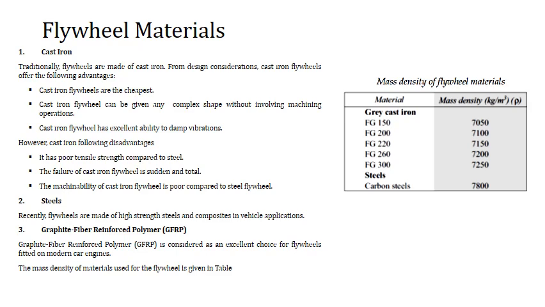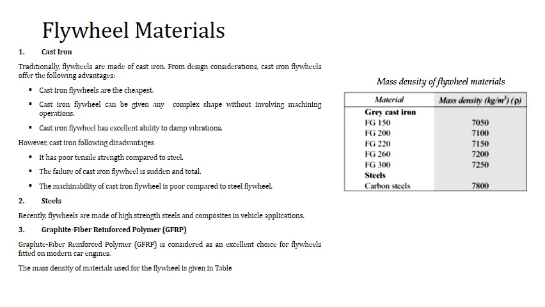The third category of material is graphite fiber reinforced polymer. This material is also considered in various applications. As far as choice is concerned, this is an excellent choice, but it is costly. But wherever cost is affordable, this material is used for construction of flywheel. In modern cars also, this flywheel finds very good application.